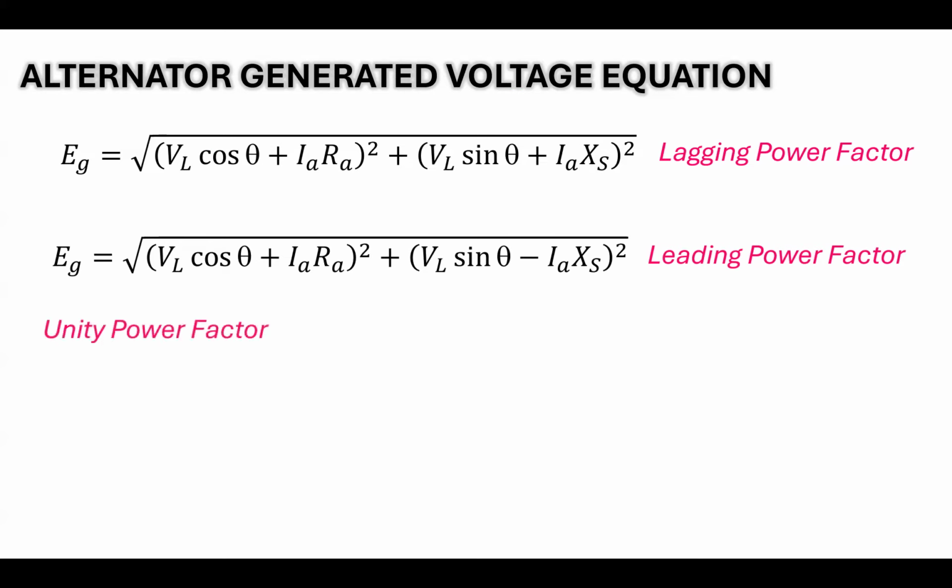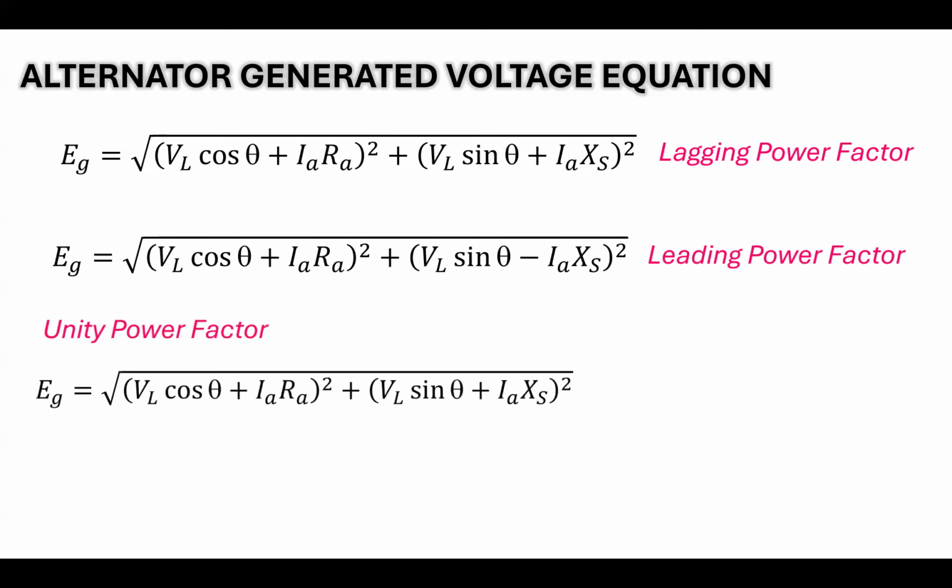And for the unity power factor, we will get the same as the lagging power factor. Then we all know that the voltage and current are in phase when the power factor is 1. That simply means that theta is 0 degrees. So cosine 0 degrees is equal to 1 and sine 0 degrees is 0. So therefore, the cosine theta will become 1 and sine theta is 0.